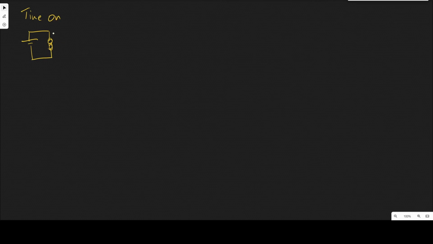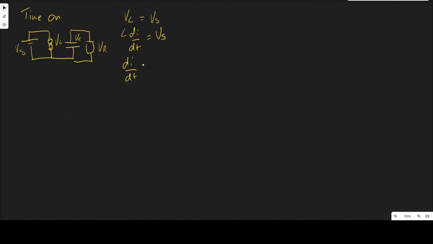So the supply would be in parallel with the inductor and the capacitor would be in parallel with the load. This would be Vs, Vl, Vc and Vr, and we would start on the left hand side. So we can say that Vl is equal to Vs. We also know that the voltage across the inductor can be written as L diL/dt, which is equal to Vs. Taking just the derivative term, this can also be written as Vs all over the inductance.